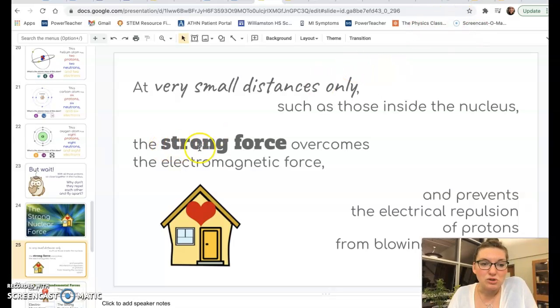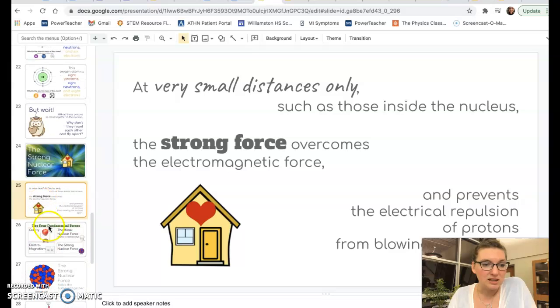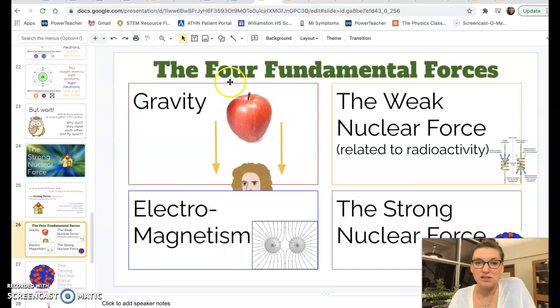So we were talking about the strong nuclear force, and that is one of 4 fundamental forces, one of which is gravity, which you're familiar with. This is Newton with the apple falling on his head. Another one is electromagnetism, which you are also familiar with. That's the forces of attraction and repulsion, in like and unlike charges. We have the weak nuclear force, which is related to radioactivity. It's pretty complicated. We're not going to get into that right now. Just know that it's one of the 4.